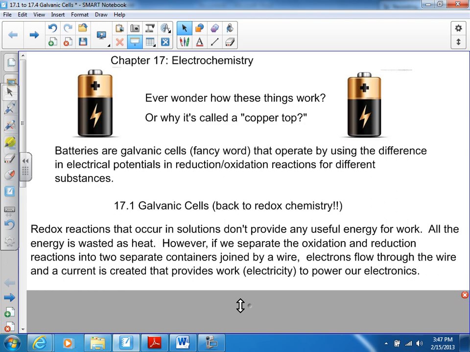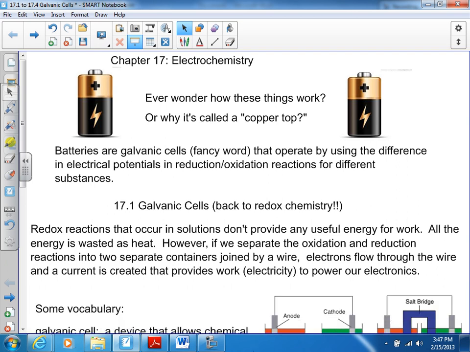So, redox reactions, they're spontaneous. They could provide work, but when they happen in just one single beaker, all the useful energy that we could have used gets converted to heat, so it's not useful. If we take the solution where the redox is happening and divide it into two separate half cells, we physically separate the reduction and oxidation reactions, and we join them by a wire. Electrons flow through the wire, and that chemical energy is converted into electrical energy that we use to power our electronics.